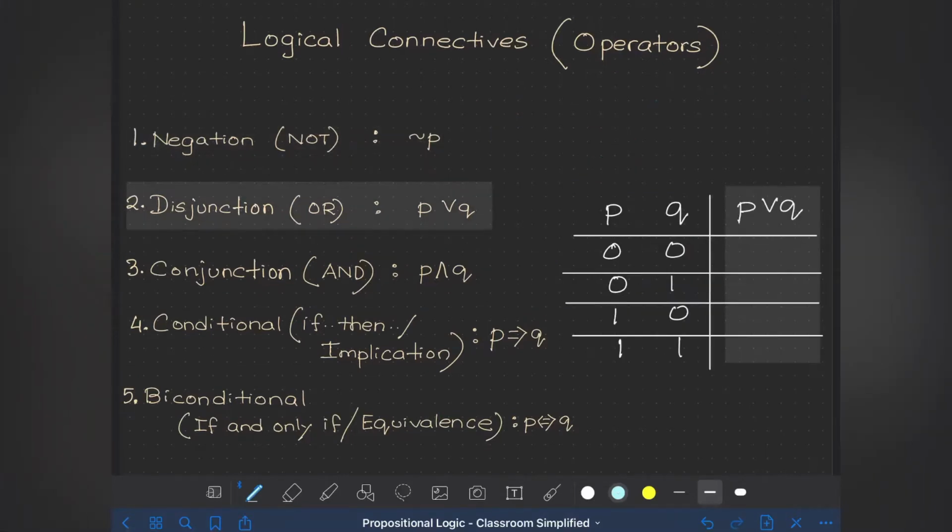Now let us look into the details of disjunction. This disjunction, also termed as the OR connective, works with more than one proposition. Suppose I take two propositions, denoted by P and Q, then the disjunction will be termed as P or Q. You can also write it this way, P plus Q. So these are the ways of writing the disjunction operator combined with two simple propositions.